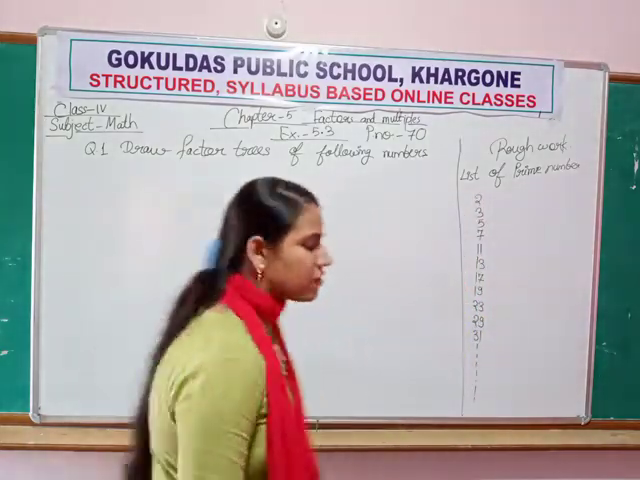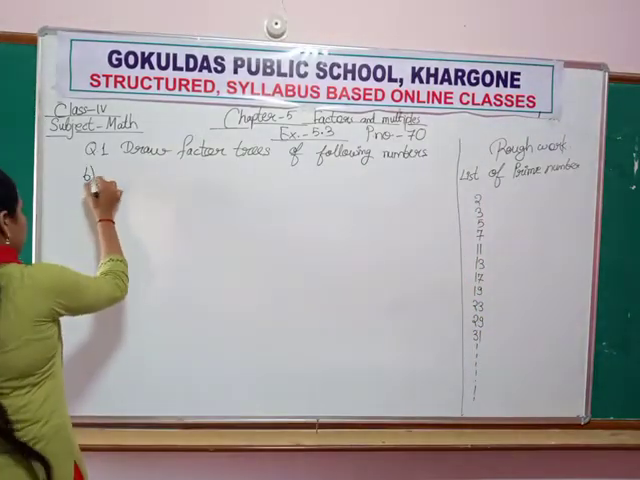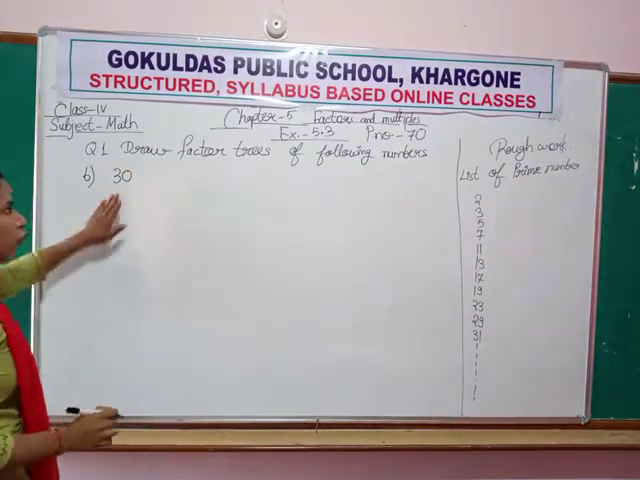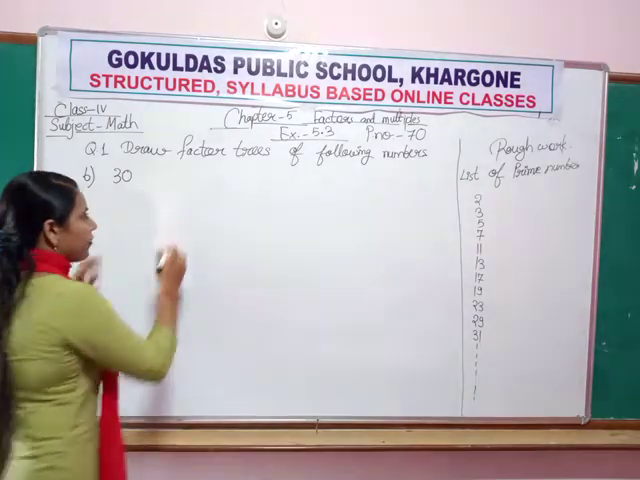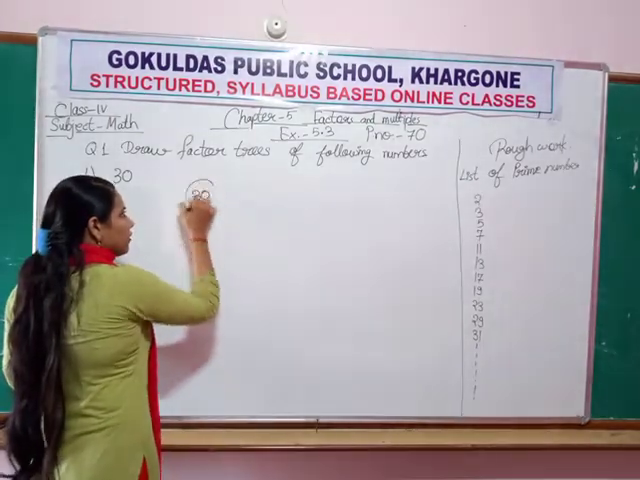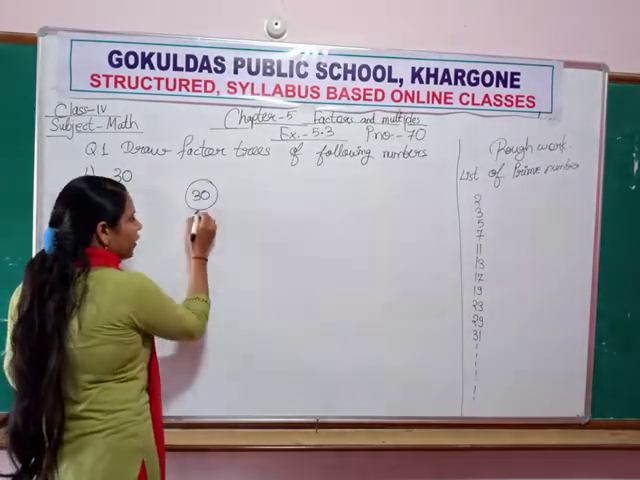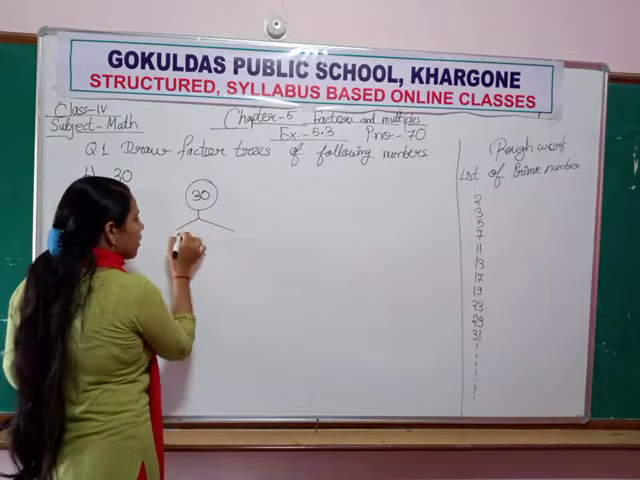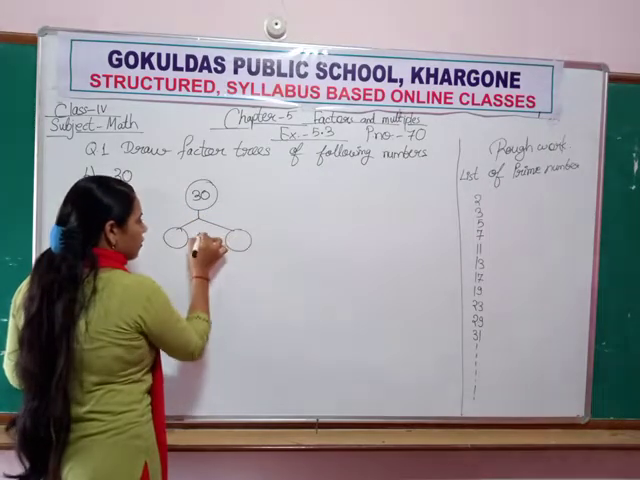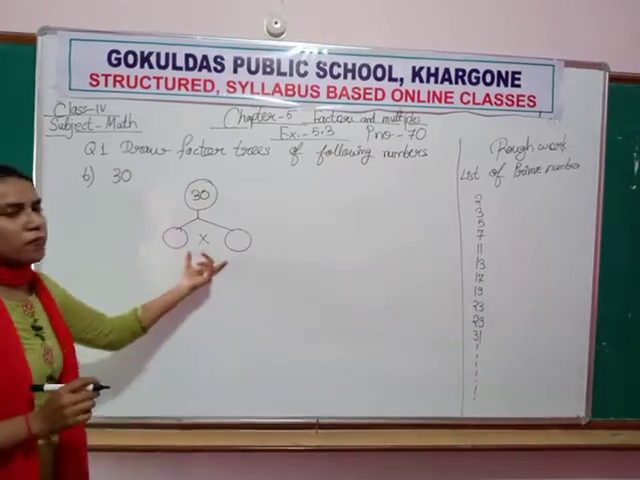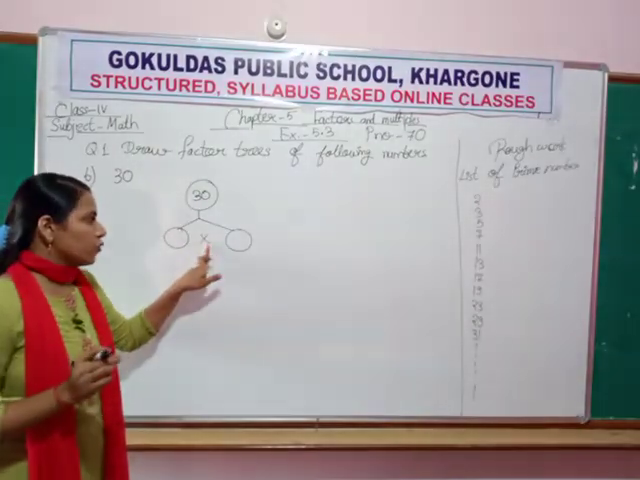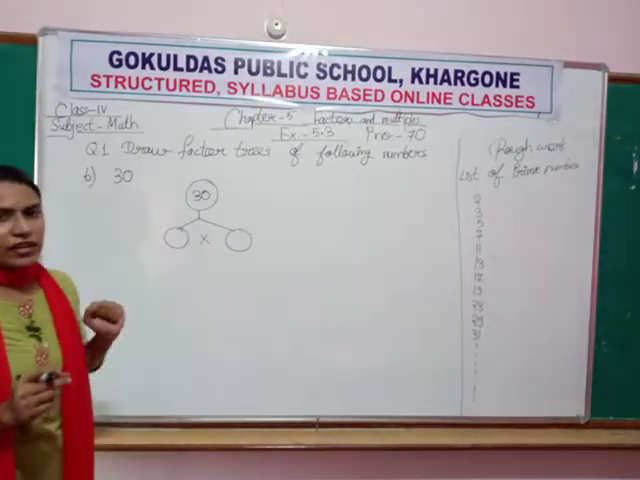Your next number is 30. You want to draw a factor tree. So what will you do? You will write 30 in a circle. Now split this 30 into a pair of numbers whose product will give you 30.